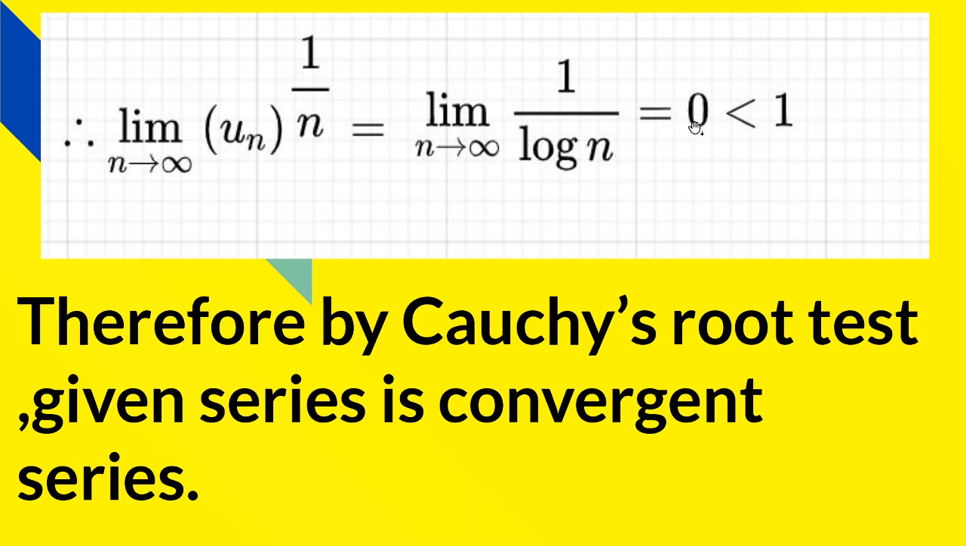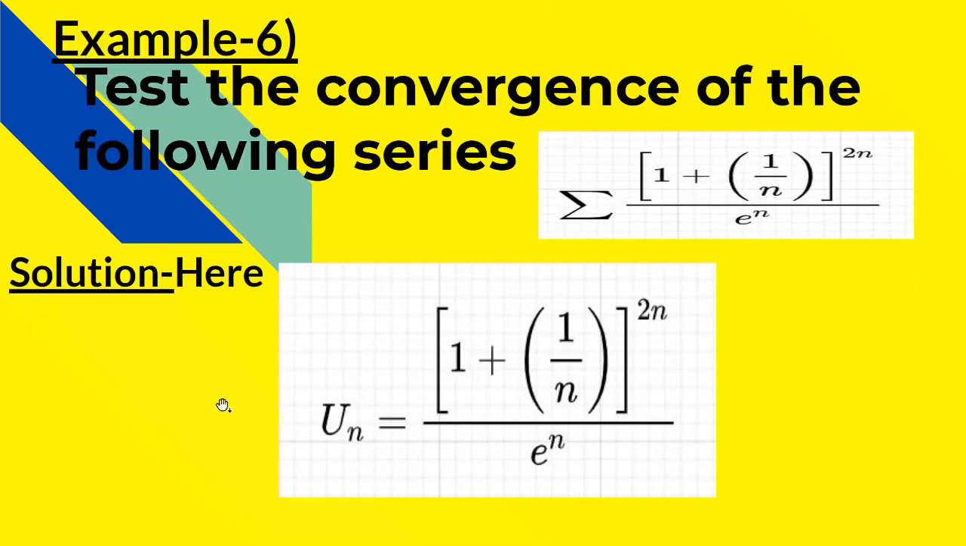And this will be equal to 0 because when n tends to infinity, log infinity will be infinity and 1 upon infinity will be 0, and therefore limit n tends to infinity un raised to 1 upon n is equal to 0, which is less than 1. And therefore, by Cauchy's root test, the given series is a convergent series.